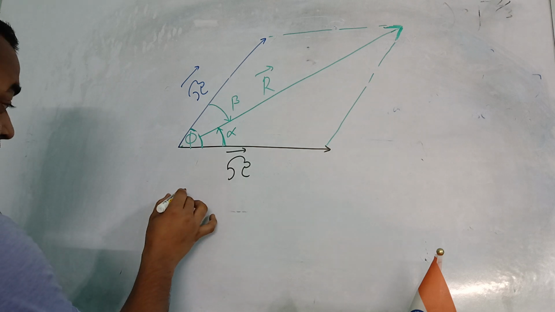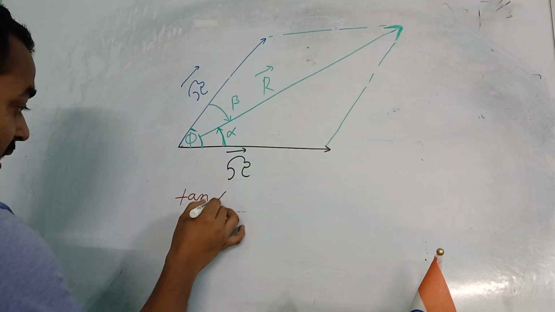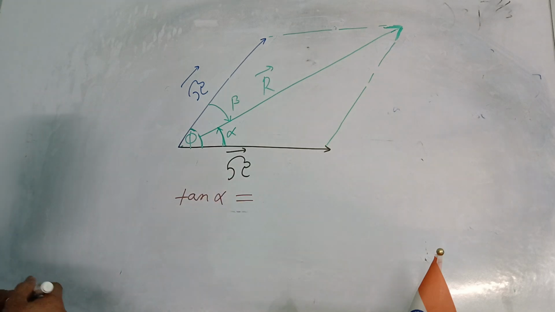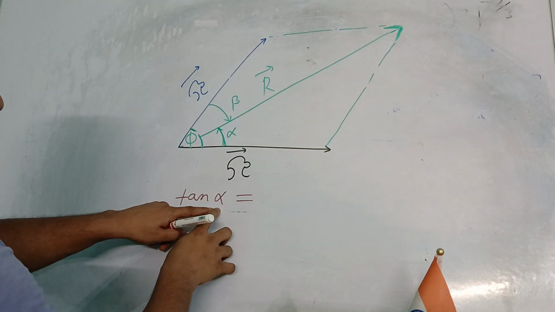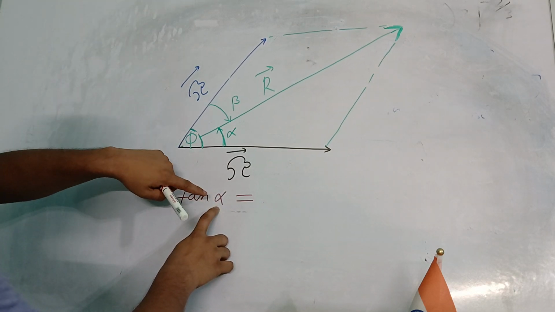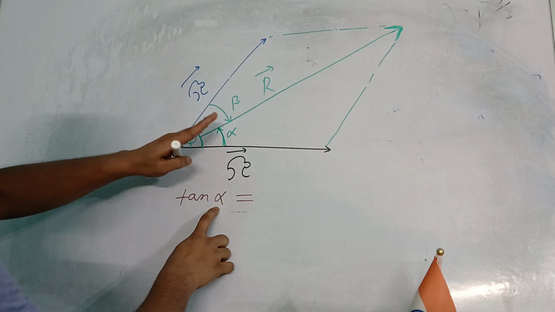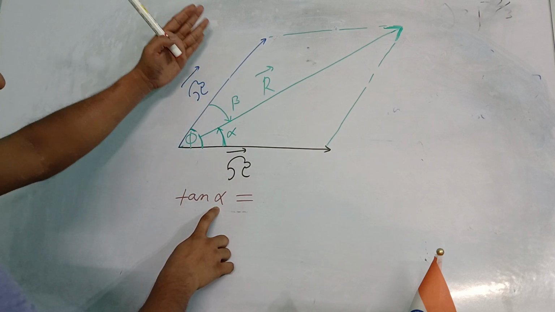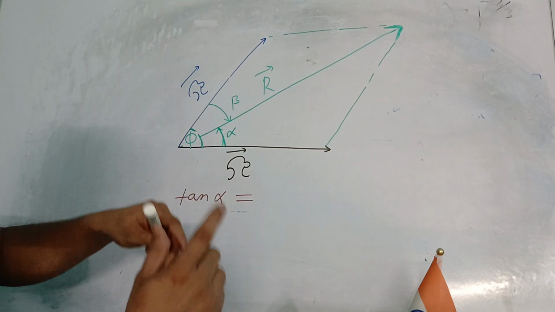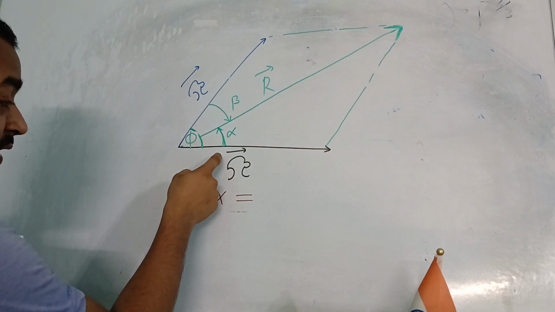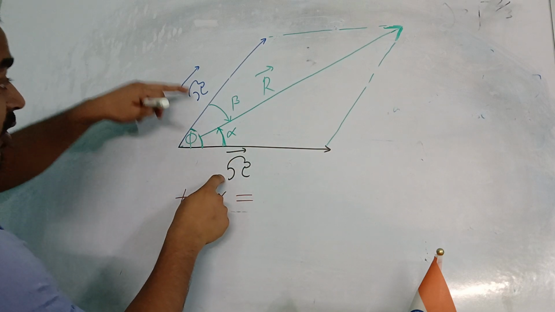So now tan alpha can be written as what? Alpha means B vector. Which one is B vector? Remember this one. We are taking this one. So in another way, where is the alpha associated with which vector, take the opposite one.